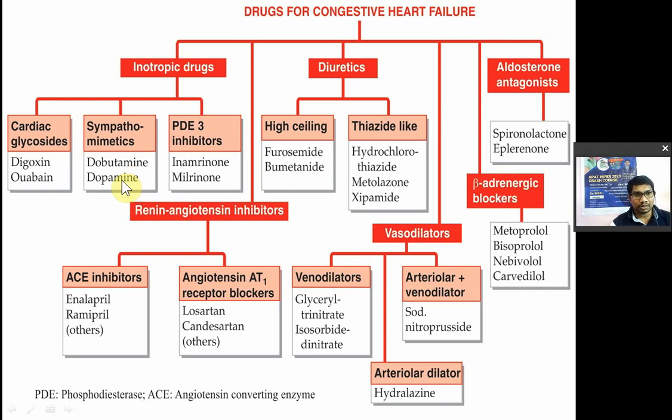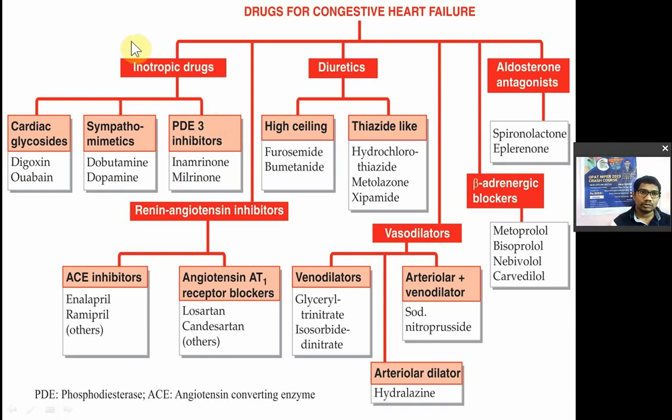Then phosphodiesterase 3 inhibitors. You have to remember, इसके ऊपर क्वेश्चन आ चुका है. Which one is the phosphodiesterase 3 inhibitor? Inamrinone and milrinone are nothing but the phosphodiesterase 3 inhibitors. So they will inhibit the phosphodiesterase enzyme and increase the intracellular cyclic AMP level, which is very important to cause the contraction of your myocardium. Now ये हो गया first class.